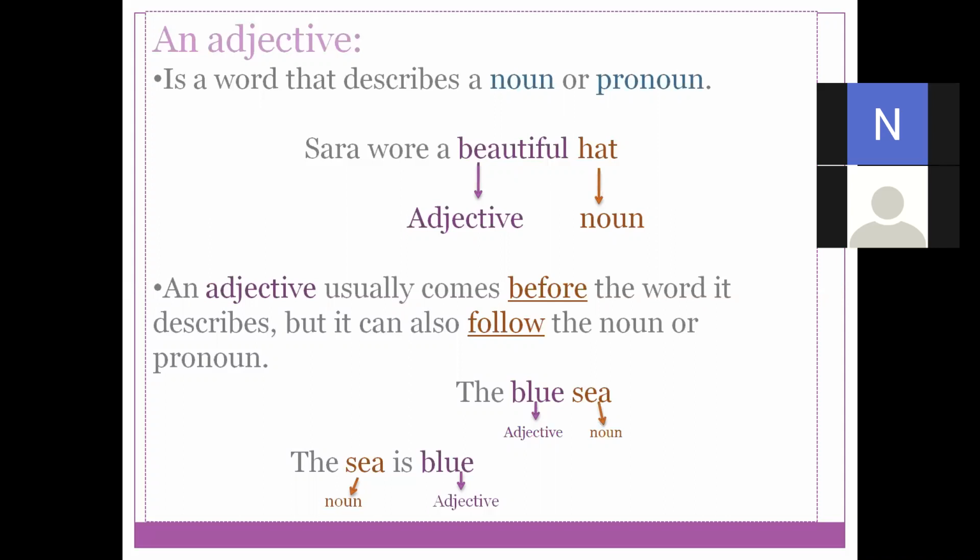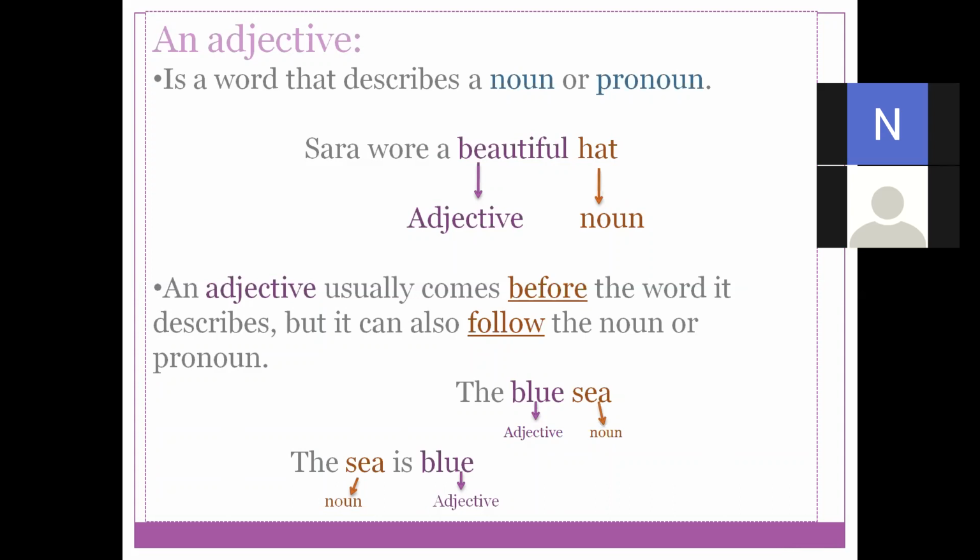Let's have an example about adjective with noun. Sarah wore a beautiful hat. Beautiful here is the adjective and hat is the noun. I'm describing the hat, that the hat is what? Beautiful. So, Sarah wore a beautiful hat. Let's have more examples about adjective and noun.